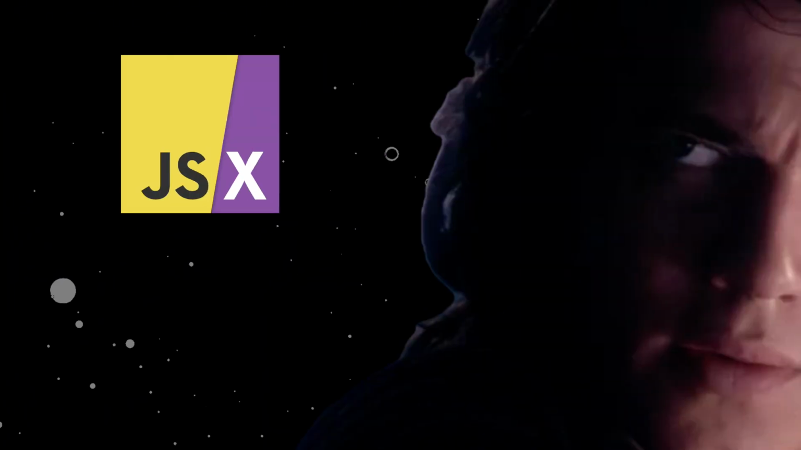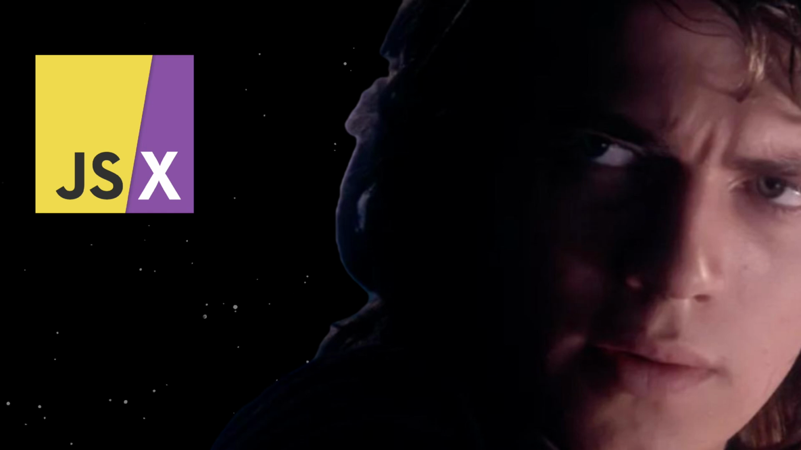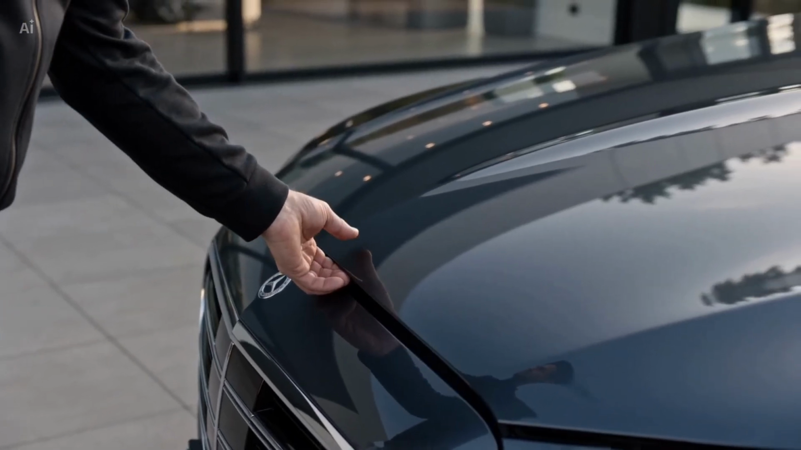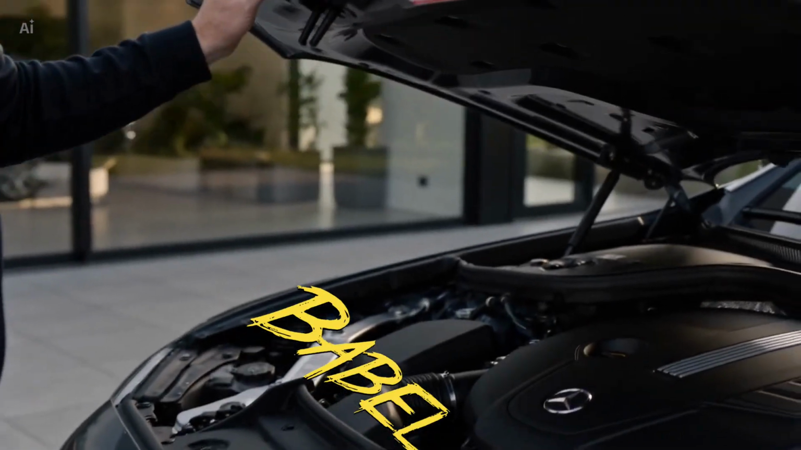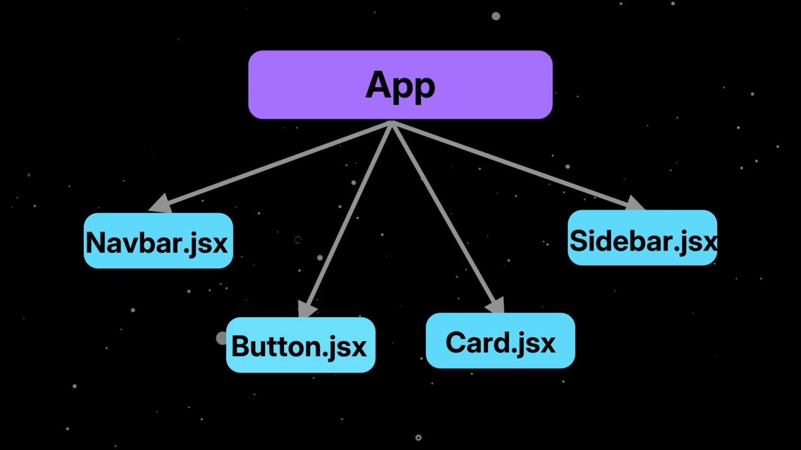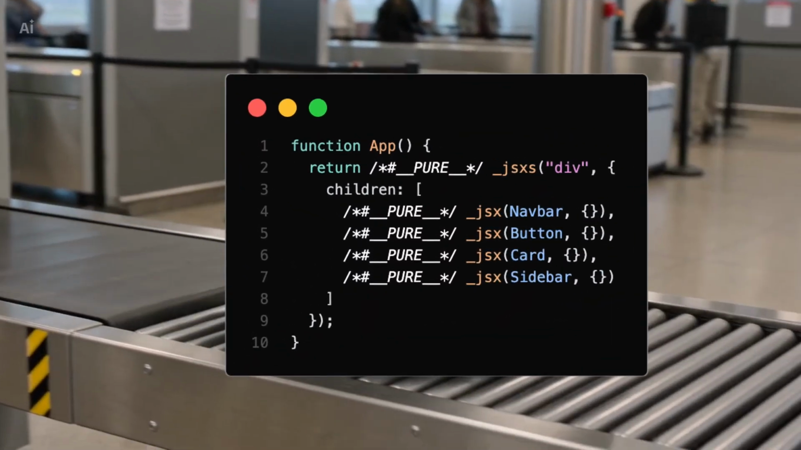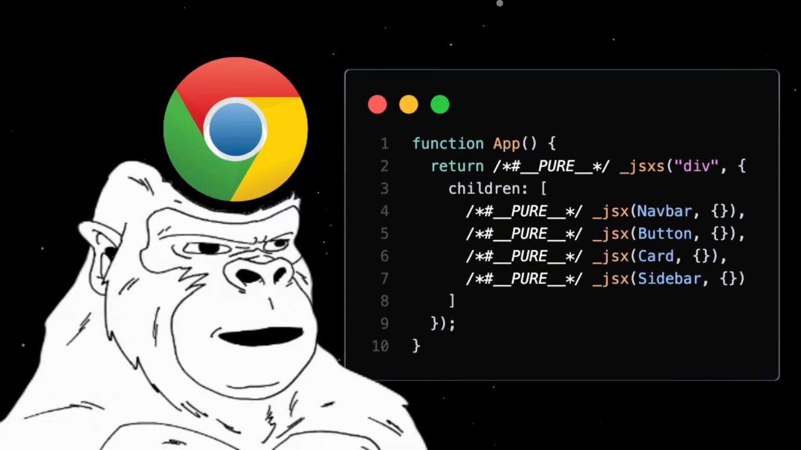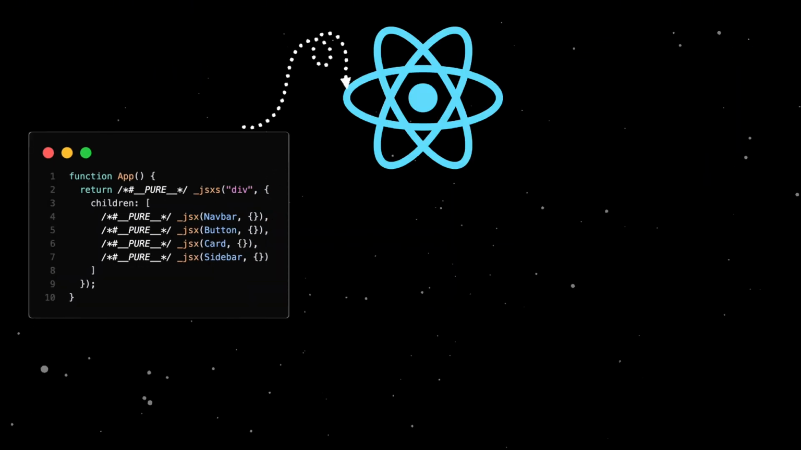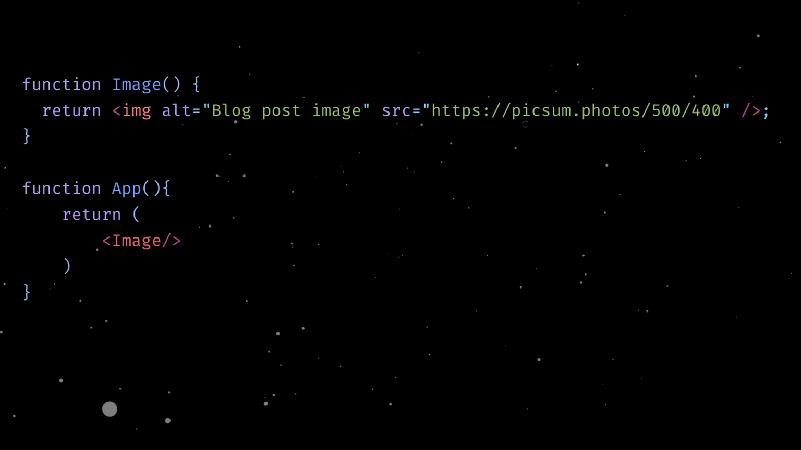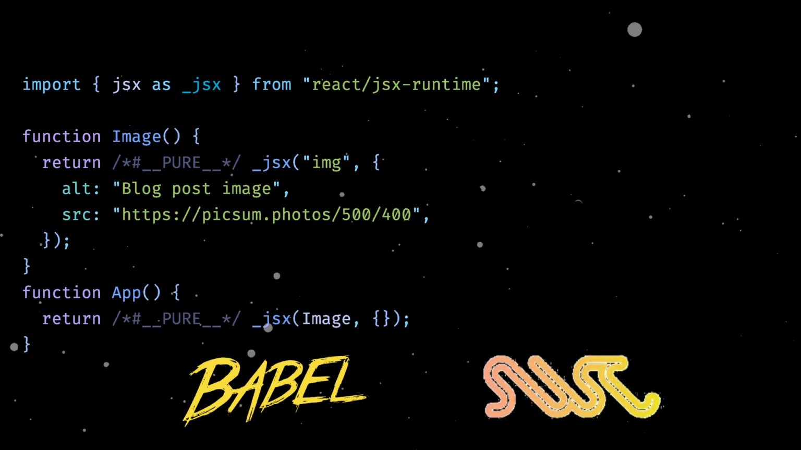This means that JSX is eventually converted into valid JavaScript code under the hood. The conversion is handled by compilers like Babel or SWC. Consequently, the entire component tree representing our app is transformed into JavaScript objects. These objects are understood by the browser and used by the React runtime to render the final HTML code. For example, this code will be converted by Babel or SWC into this.